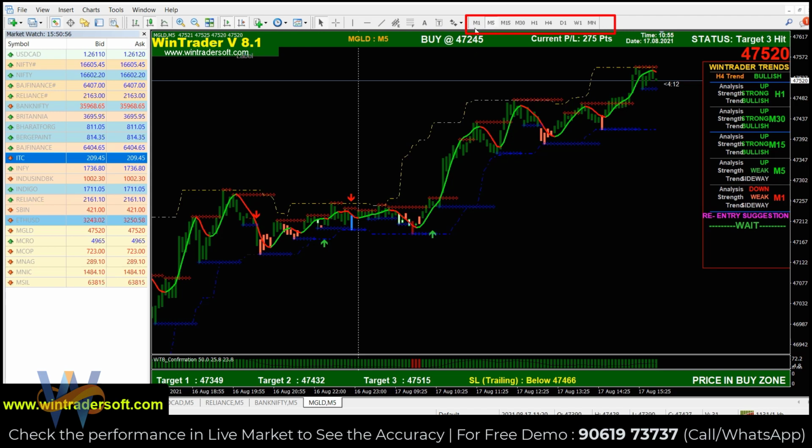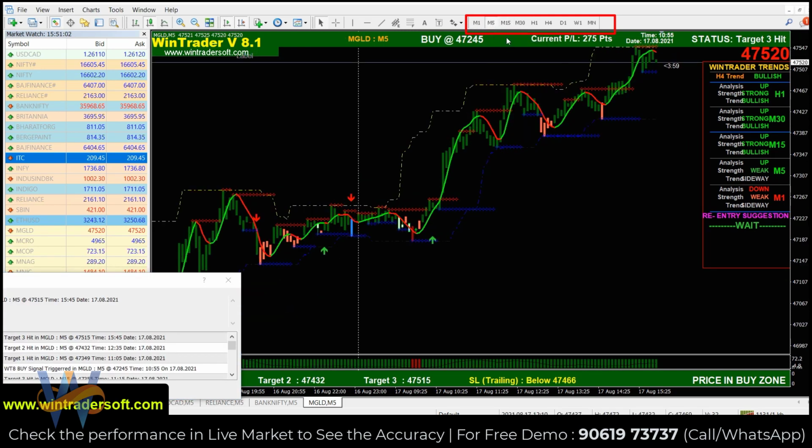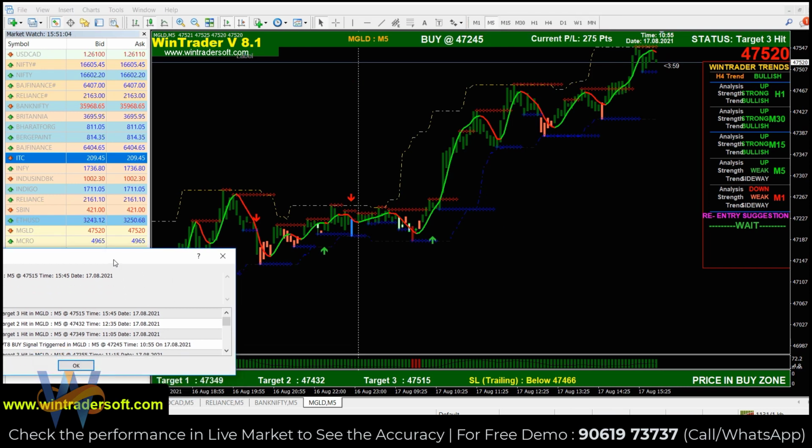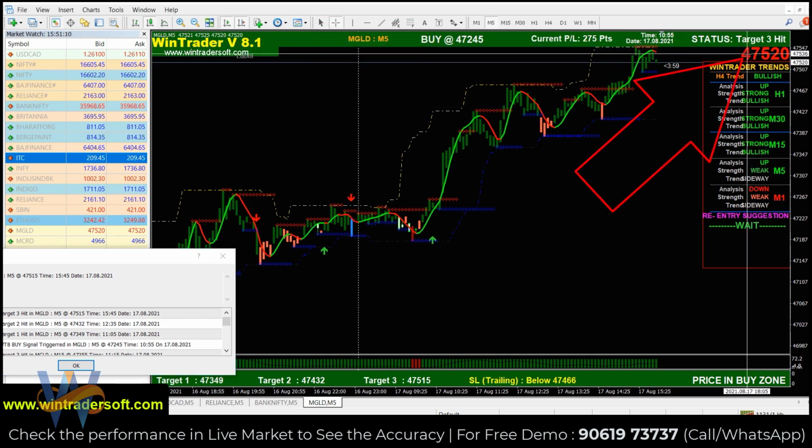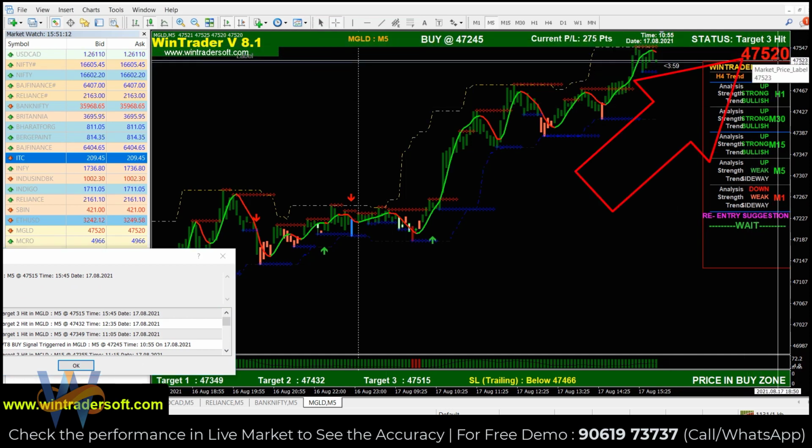You can see the time frame here, or above on the dashboard. Just click there and it will change the time frame. And right now I have opened the MCX gold chart. It's a mega chart, and you can see the live market rate is displayed here, 47,520, and currently the version is 8.1.